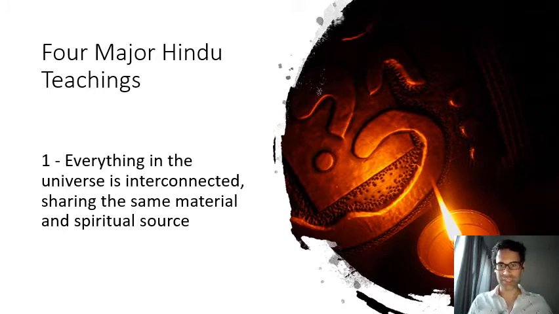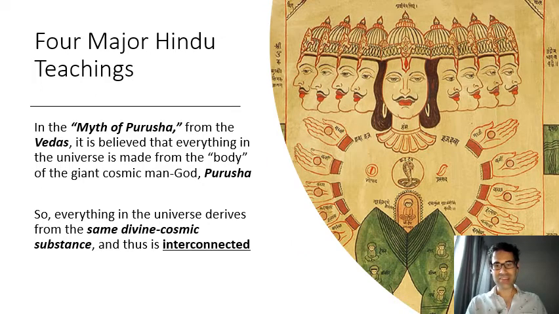So teaching number one, in Hinduism, there's the general motif that everything in the universe is interconnected, sharing the same material and spiritual source. And this teaching is very ancient. It goes back to the Vedas, to what is called the myth of Purusha. In the myth of Purusha, it is believed that everybody and everything in the universe is made from the body of this giant cosmic man god named Purusha. So everything in the universe derives from this same divine cosmic substance and thus is interconnected. So we're all interconnected. The cat, you, me, the tree, we're all part of the same divine substance.